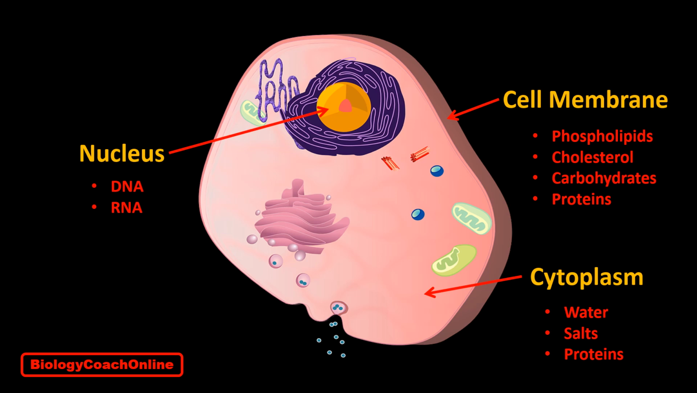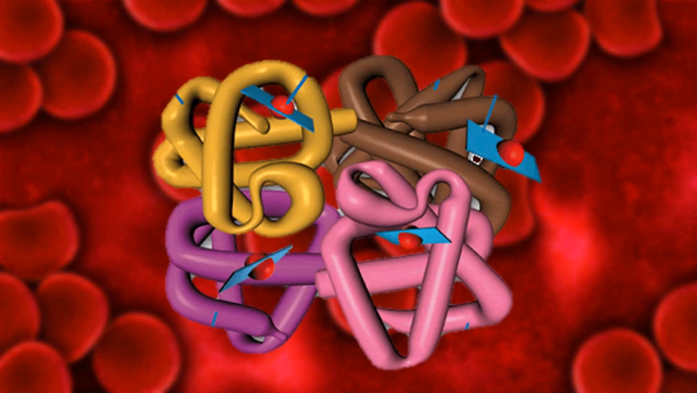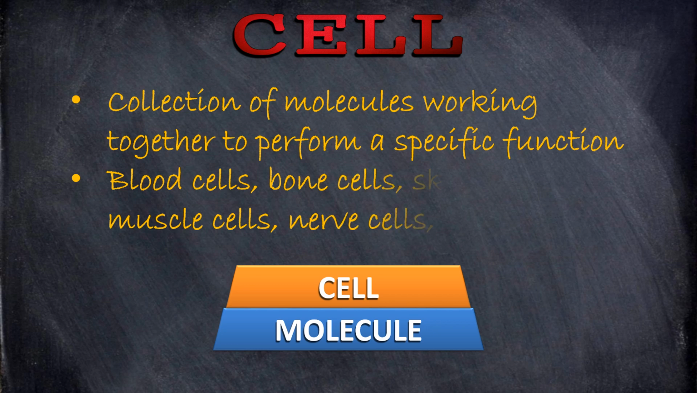Did you know that each of your red blood cells contains 270 million molecules of hemoglobin? Hemoglobin is a very large molecule made up of 4 other protein molecules, each of which contains an atom of iron. Your body contains all sorts of cells like blood cells, bone cells, skin cells, muscle cells, nerve cells, and liver cells. In fact, there are about 200 different types of cells in your body.